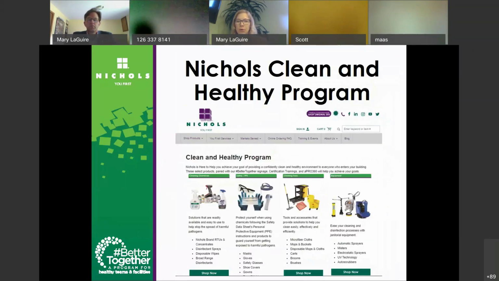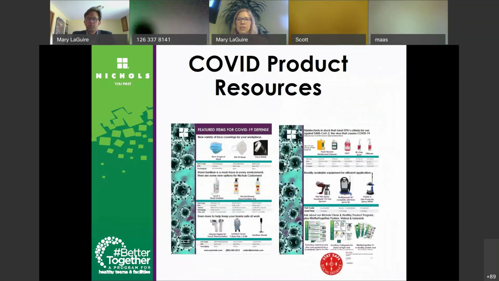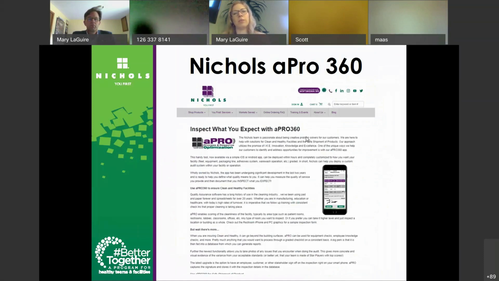And then our Clean and Healthy program. We have links to all the products that are popular right now for having your facility be a clean and healthy environment for everyone who enters. And then last but not least, we have a COVID product resource that we're updating practically daily of products that everybody needs right now for their facilities to help fight this pandemic. And then I also already spoke about the Nichols aPro 360, but here's another slide on that. And if you'd like more information on this or any of this, please reach out to your Nichols representative.